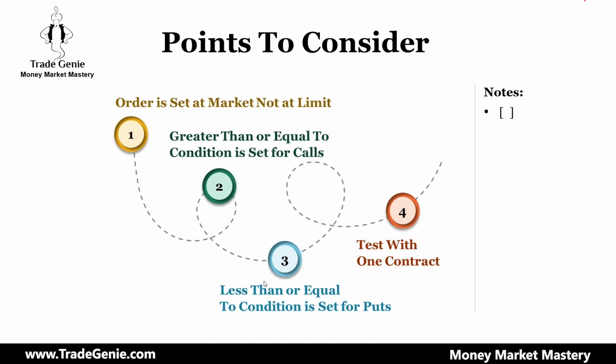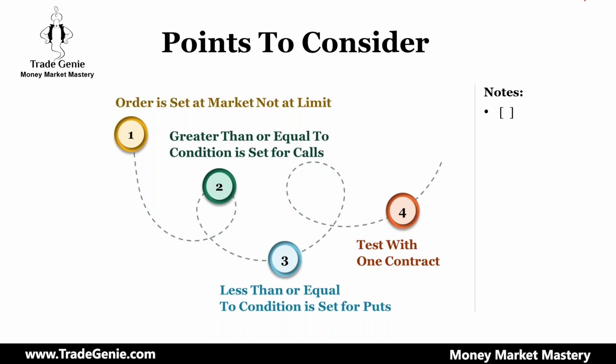And if you reverse it for puts, so if you bought puts in Apple, Apple is trading at 150 and your target is 140, then you will say, sell my Apple puts when Apple is trading at 140 or less. So in case it gaps down, it's still valid. So less than or equal to condition is set for puts.